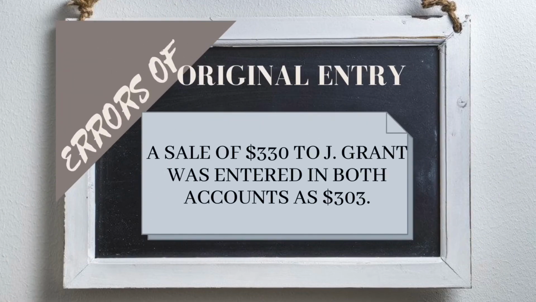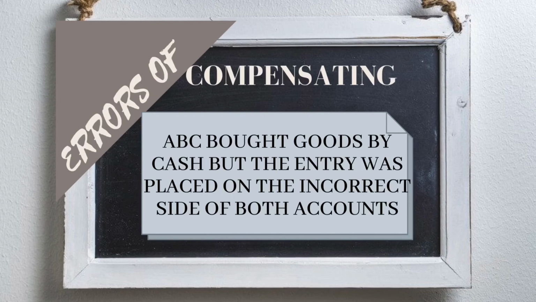Error of original entry. This is when an entry is made but the amount that is placed in both accounts is the same, but it's not the right figure. A sale of $330 to J Grant was entered in both accounts as $303. And because it's incorrect in both accounts, it cancels out each other and it's very hard to identify. And the last one is compensating errors. ABC bought goods by cash, but the entry was placed on the incorrect side of both accounts. So if one account was to be debited, then it was credited. And if one account was to be credited, then it's debited.